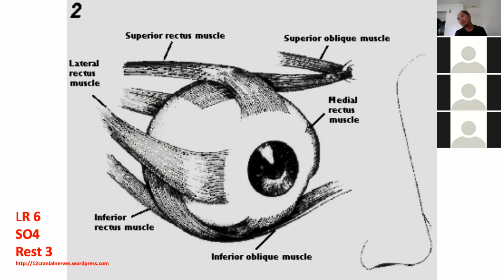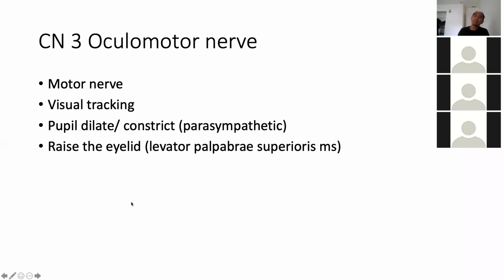Why do I say that? Because I'm going to talk about the 3rd cranial nerve. The 3rd cranial nerve is the oculomotor nerve. The name is so simple. Oculo, eye, motor, movement: the eye movement nerve, the third cranial nerve.